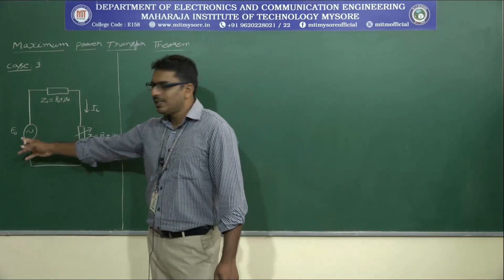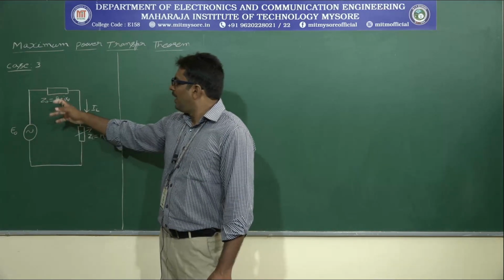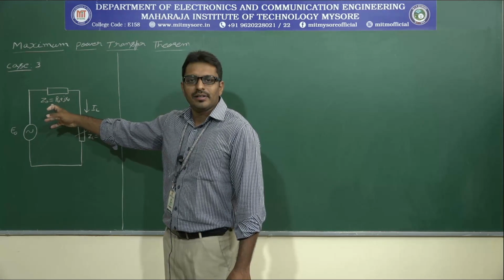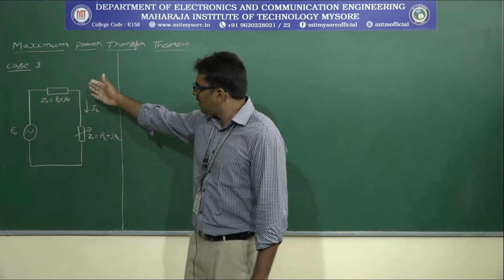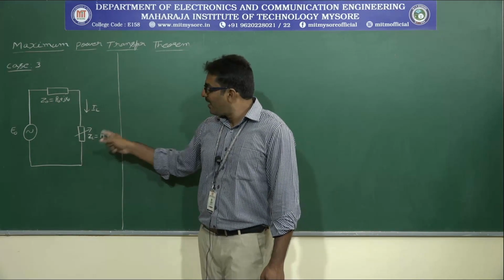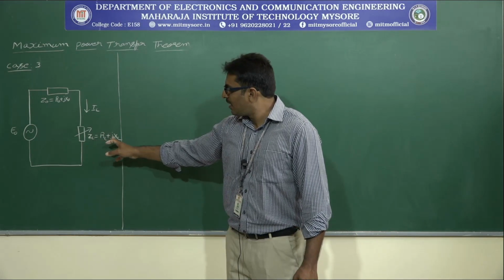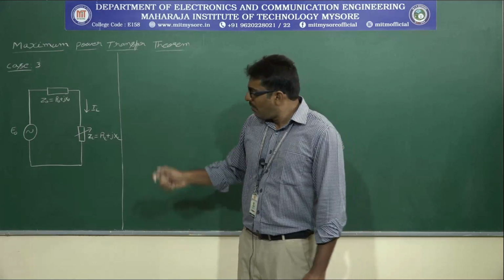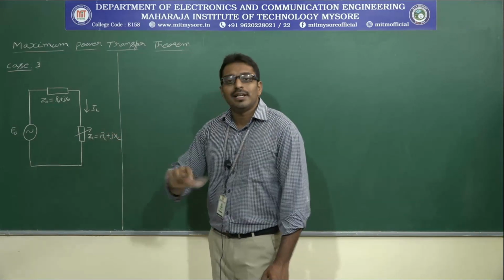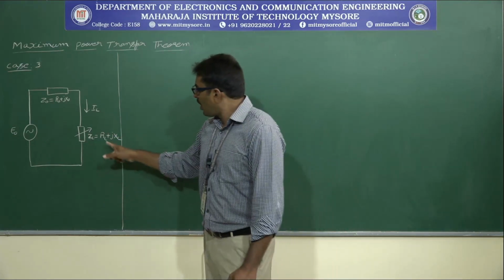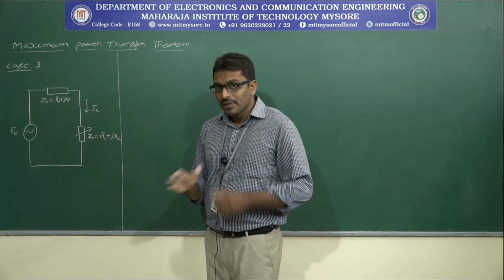The type of source is AC source with internal impedance Z0, that is equal to R0 plus JX0 connected across variable load impedance. What is that? ZL is equal to RL plus JXL. I will consider entire ZL is variable, I mean both RL and XL variable.